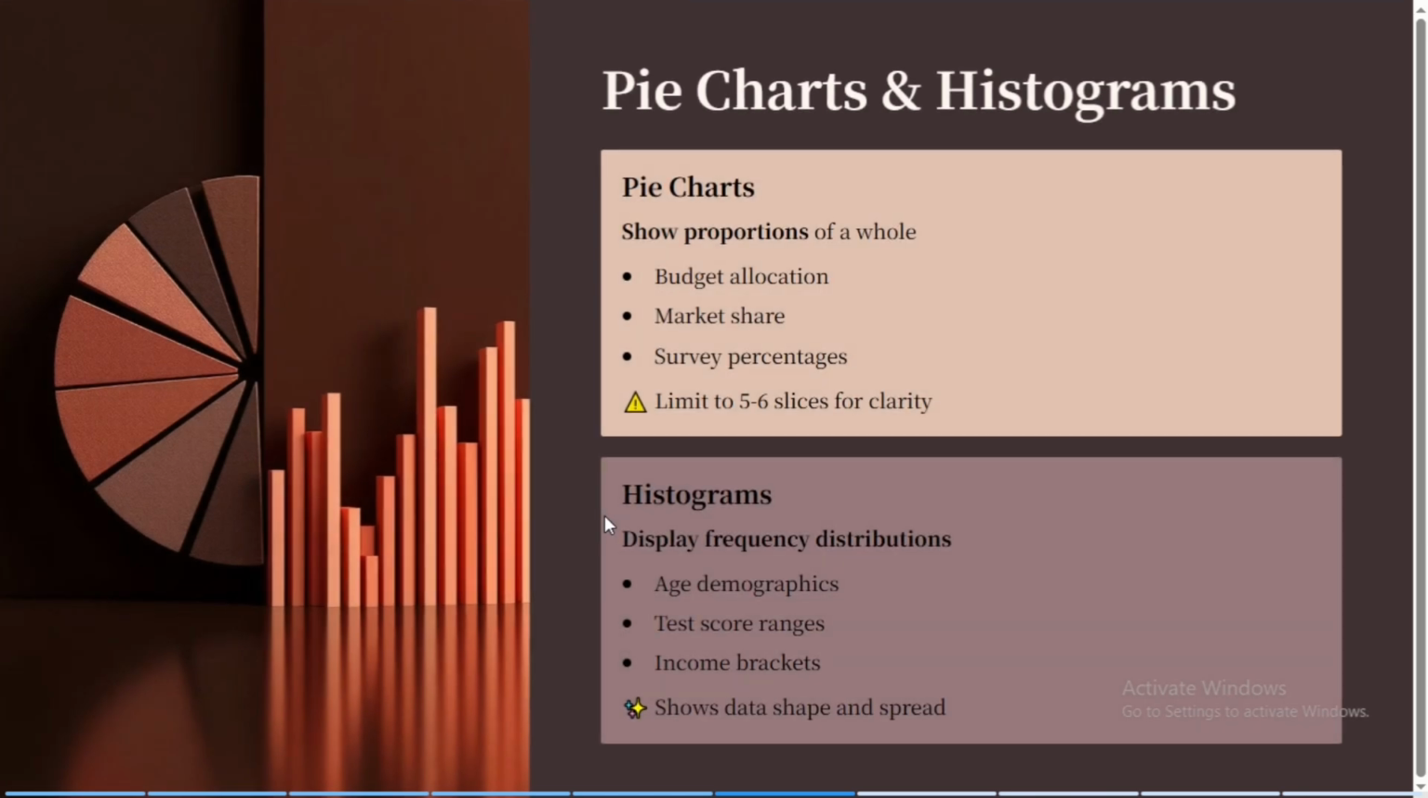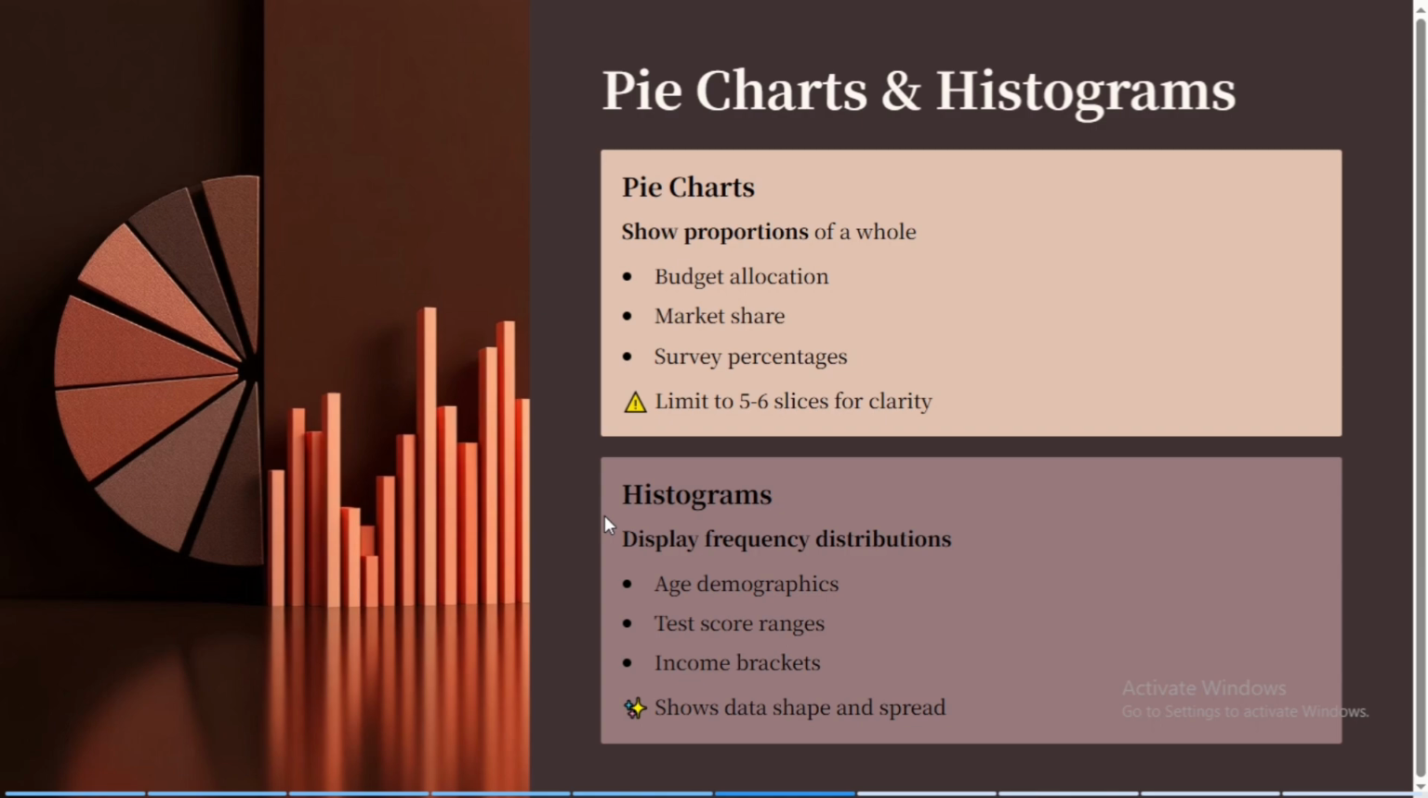Pie charts. Pie charts show parts of a whole. They are commonly used for budget allocation, market share, and survey percentages. Always remember, limit pie charts to 5 or 6 slices for clarity.